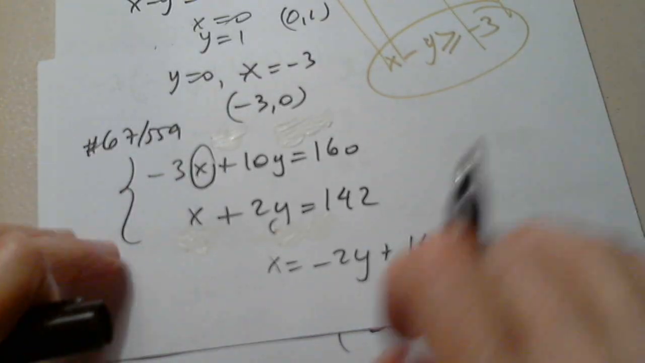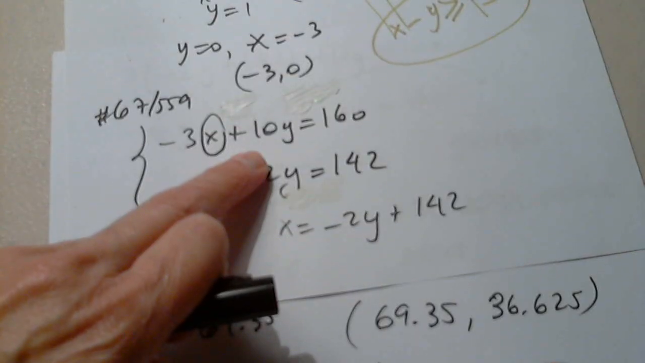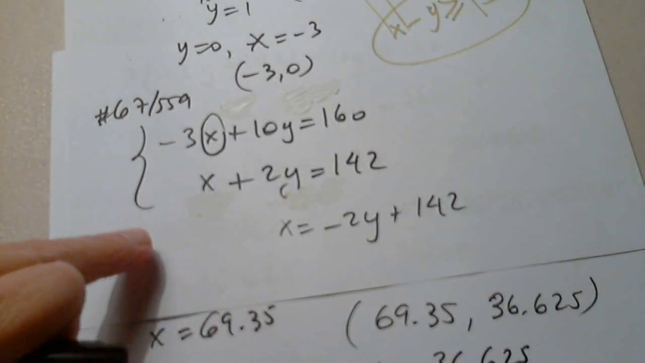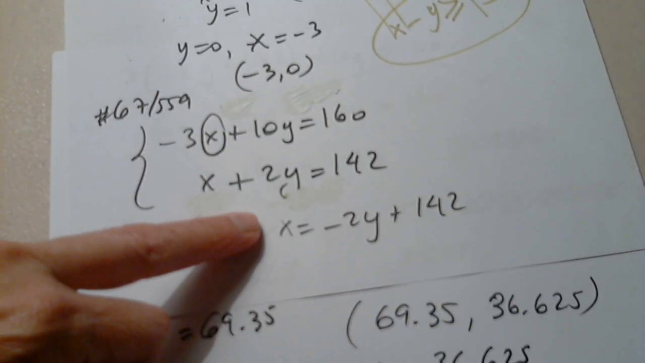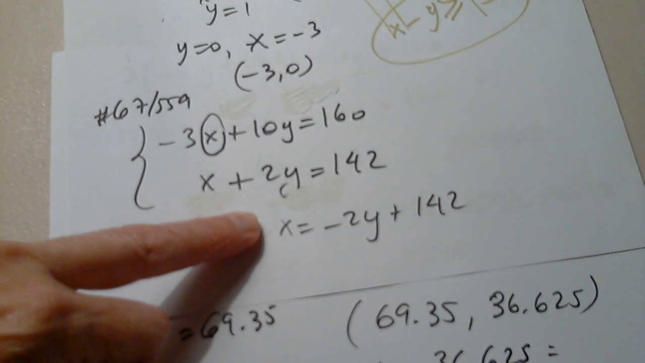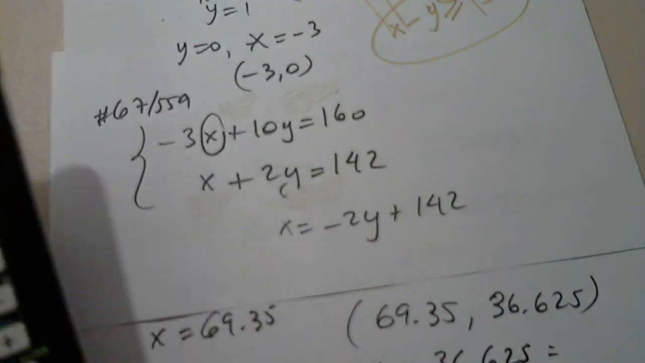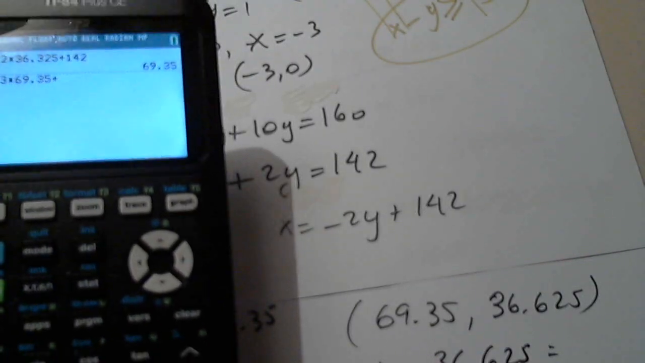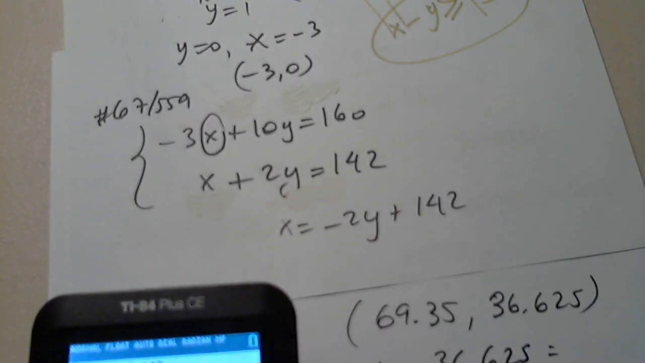Okay, so I have to check. Negative 3 times 69.35 plus 10 times 36.625. It has to be 160. If it isn't, it's wrong. Then x: 69.35 plus 2 times 36.625. If I don't get 142, the solution is incorrect. I have to go back to the drawing board. 69.35 plus 366.25. Wow.